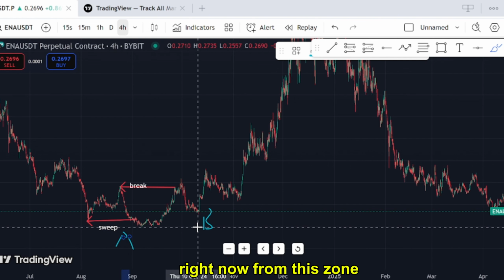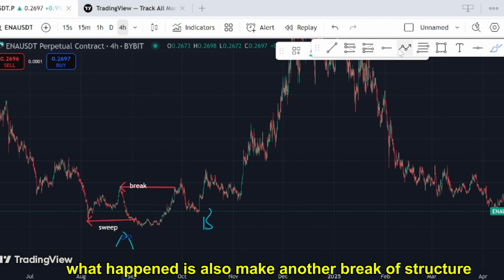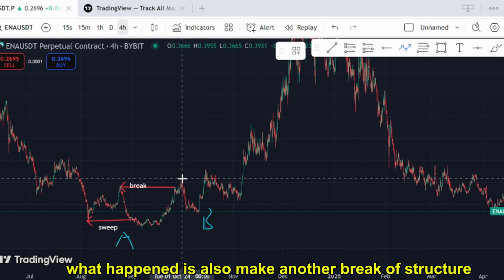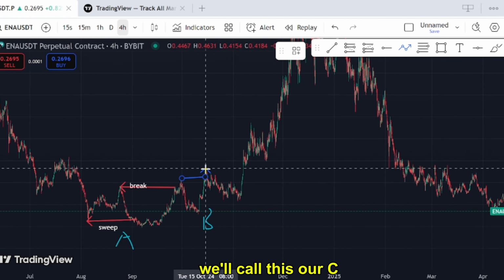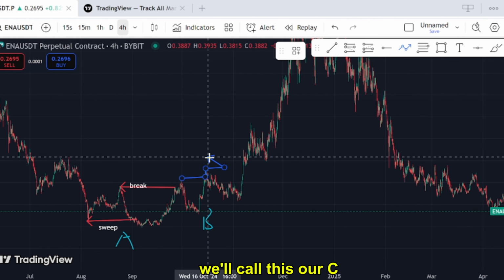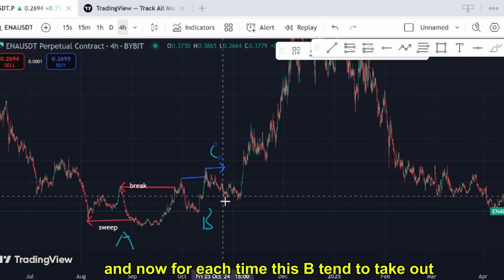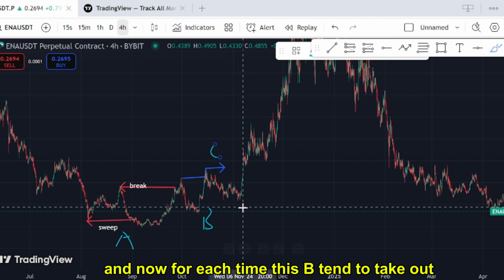Now, from this zone, what happened is it also made another break of structure, right? And then right here, we'll call this our C. Call this your C. And now for each time this B tends to take out, then we'll buy.